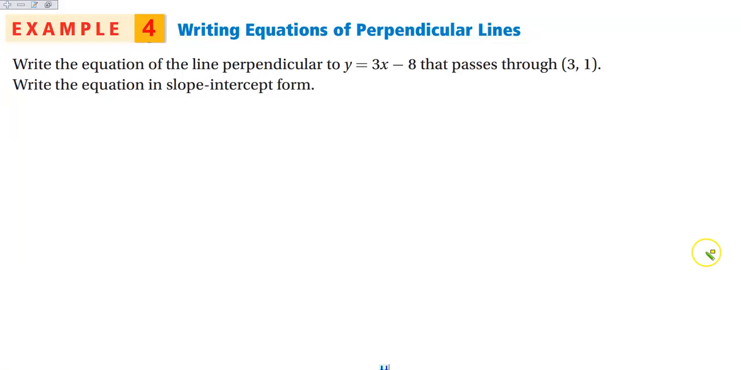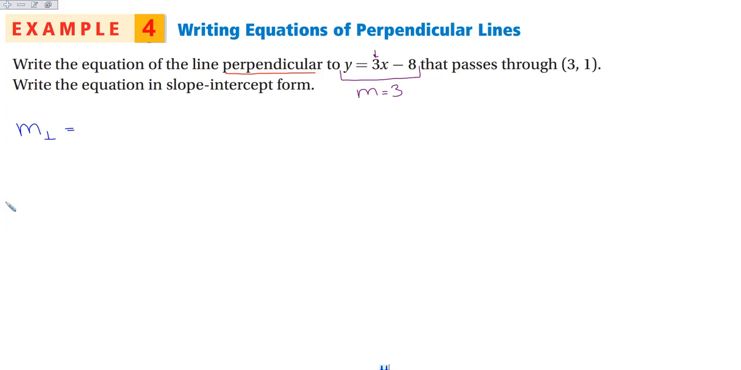Okay, let's look at our last example. We're going to do the same thing that we just did, except instead of using a parallel line, now I want my line to be perpendicular. When I look at this line, my slope is 3. When I'm doing a perpendicular slope, I want the opposite reciprocal, or the negative reciprocal.